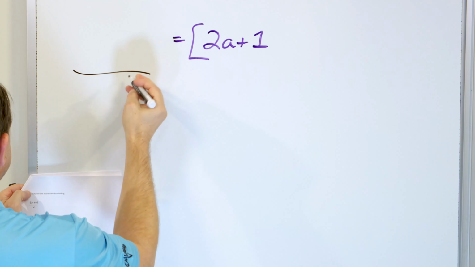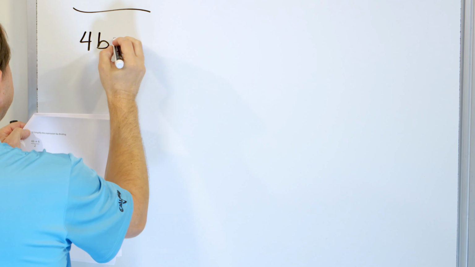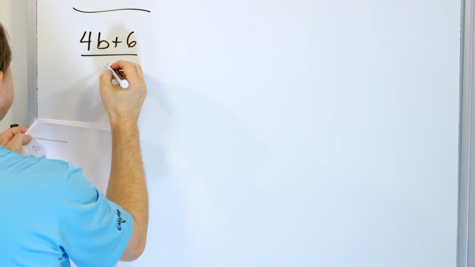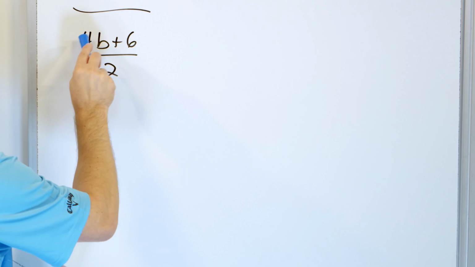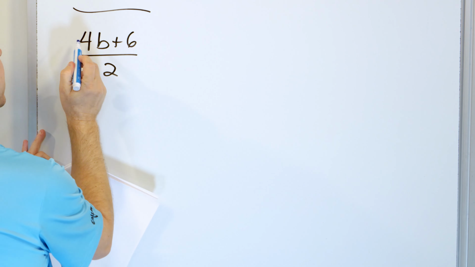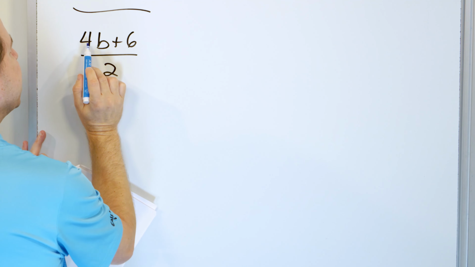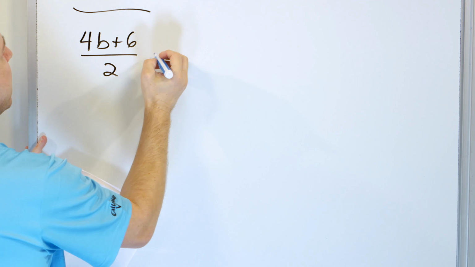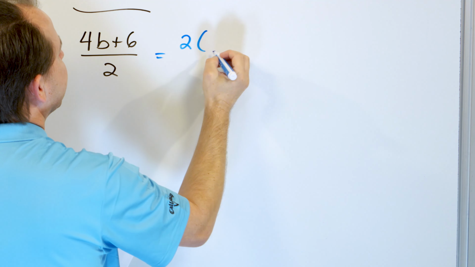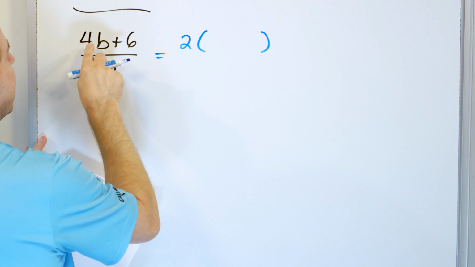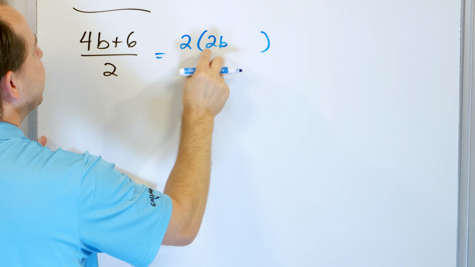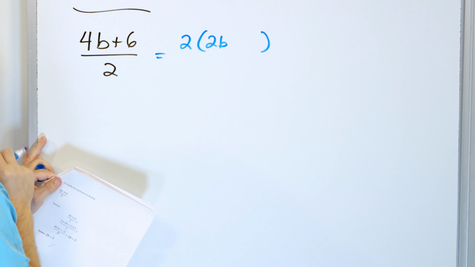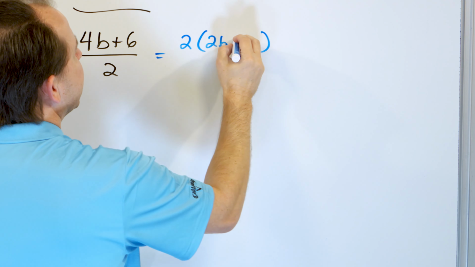All right, let's take a look at 4b plus 6, all divided by 2. And you ask yourself, I can see that I can factor something out of the top. What is divisible in terms of the numbers? I can divide both by 2. So I'll factor out a 2 on the top. And what do I have to have here? 2 times something is this. I have to have a 2b, because 2 times 2 is 4, and then the b multiplies to give me 4b. Then a plus sign.